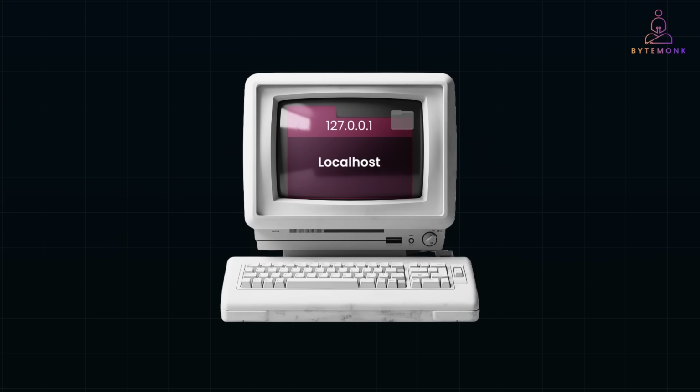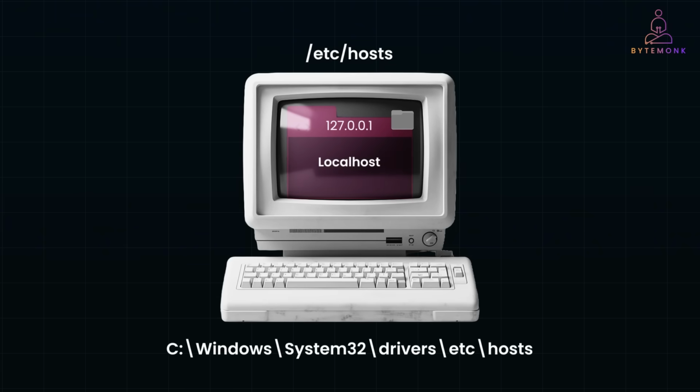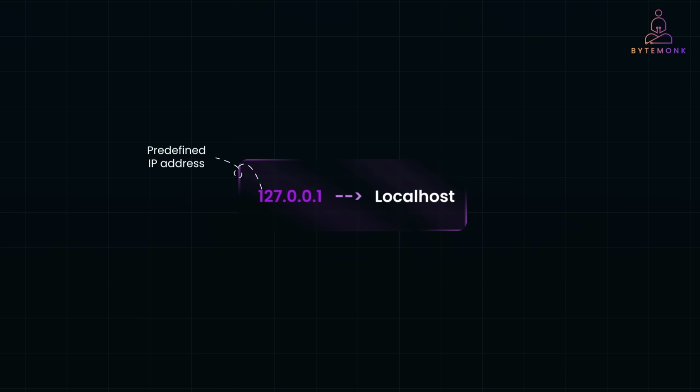When you type localhost, your computer does not query an external DNS server. Instead, it looks at its hosts file, located at /etc/hosts on Linux and Mac, and under drivers/etc/hosts on Windows. So in this file, there is an entry like this. This means that localhost is simply mapped to 127.0.0.1 by the operating system itself.